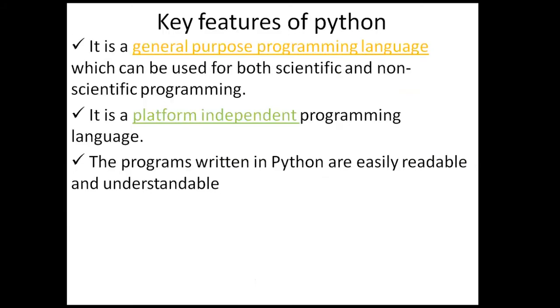Now we'll see what are the key features of Python. The first key feature is that it is a general purpose programming language. That is, it can be used for scientific and non-scientific programming. What is scientific? We can use Python for solving highly complex mathematical models. At the same time, Python can be used without scientific methods. So it has the capability of playing a role in both scientific and non-scientific work.